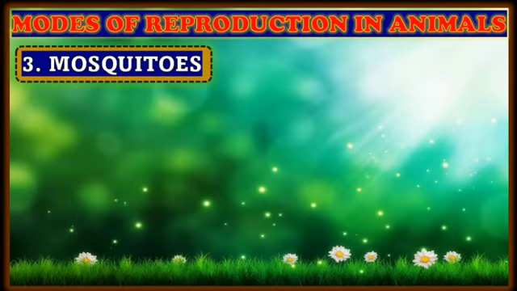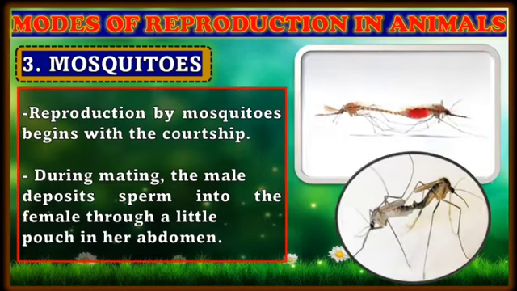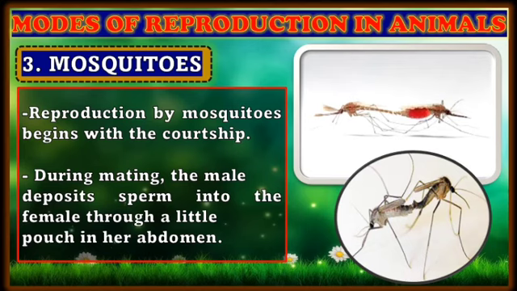Number 3 mode of reproduction in animals is mosquitoes. So, reproduction by mosquitoes begins with the courtship. So, nagliligawan rin pala sila. During mating, the male deposits sperm into the female through a little pouch in her abdomen.